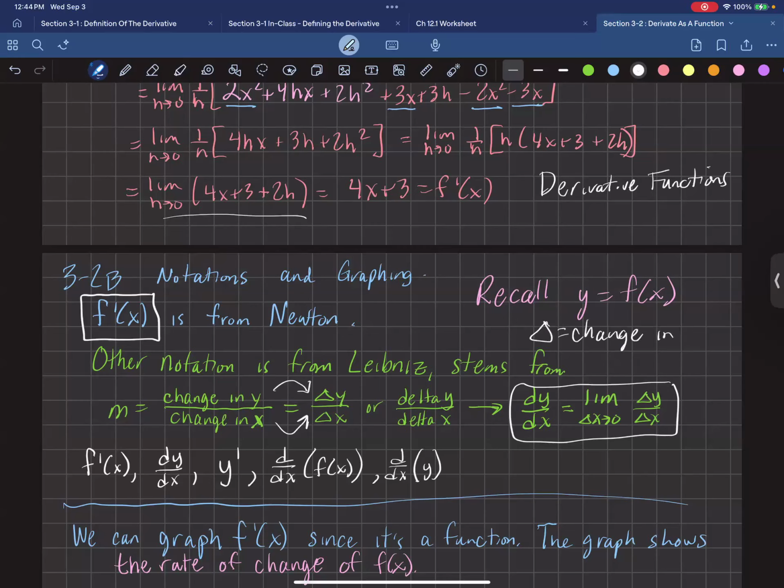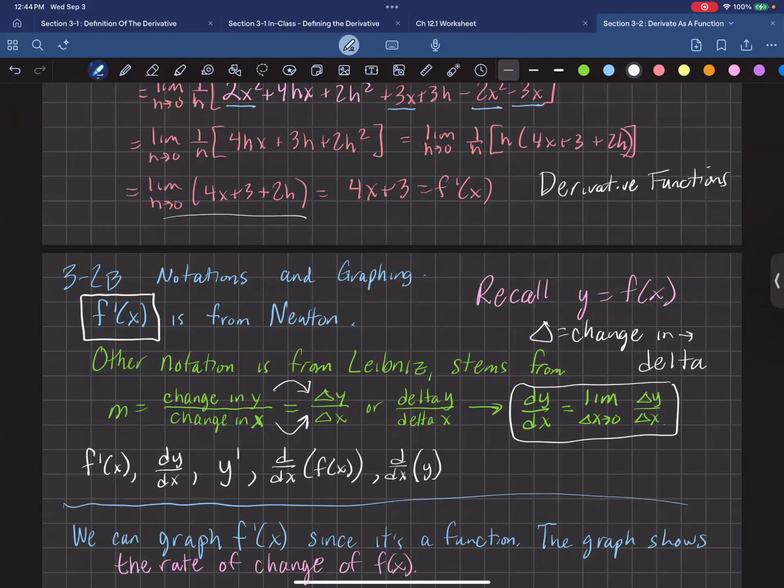But triangle is delta. It's the capital delta letter. So it's called delta y over delta x. And so he came up with dy dx here.